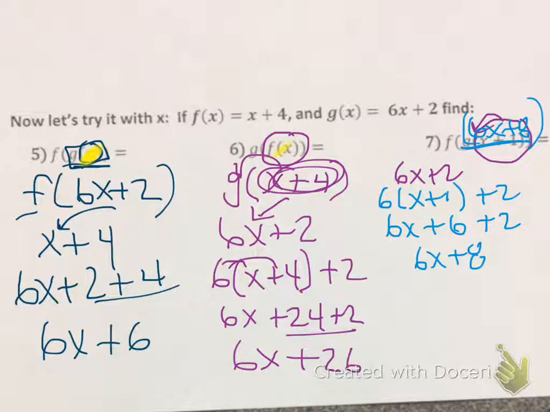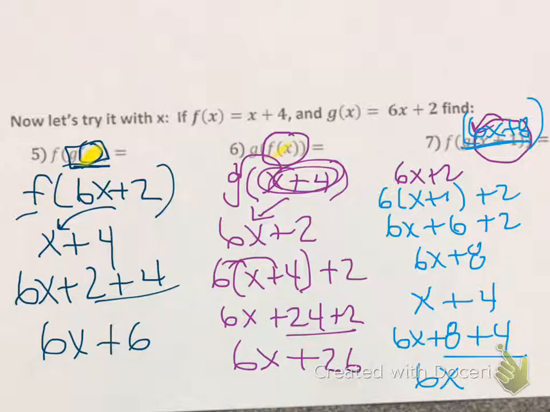So now I've got to substitute the 6x plus 8 through the f function. So the f function is x plus 4. And in place of the x, I'm going to put 6x plus 8. Then I still have plus 4. So my answer on that is 6x plus 12 for my solution.